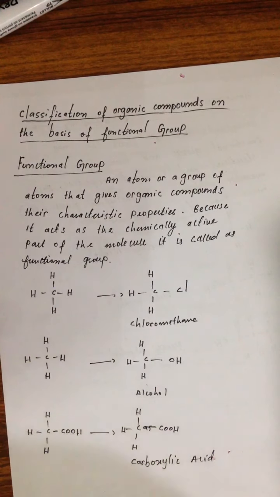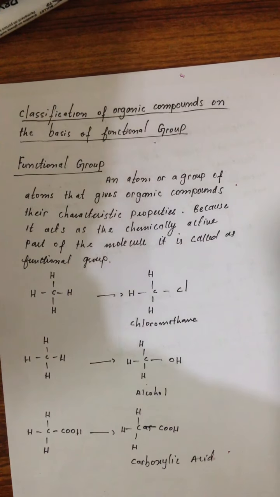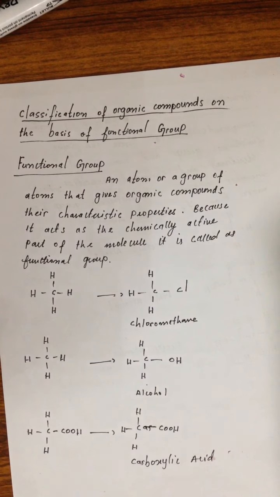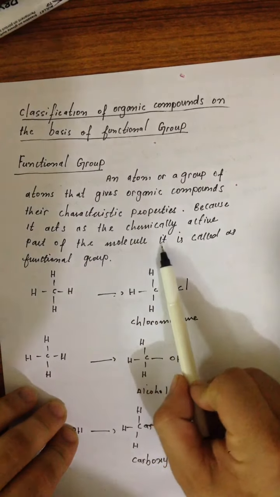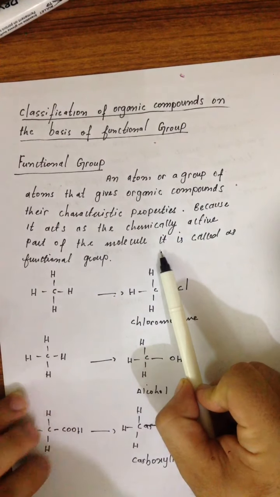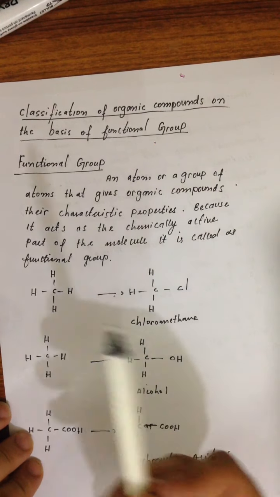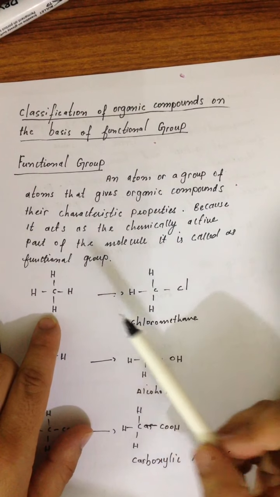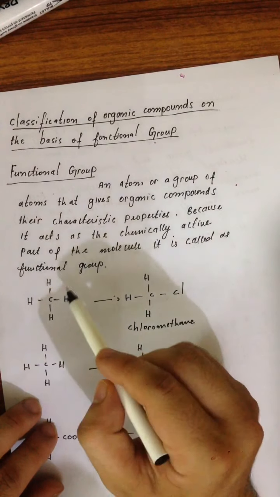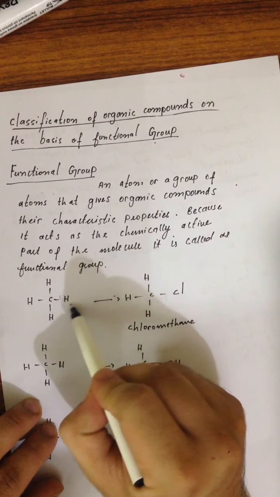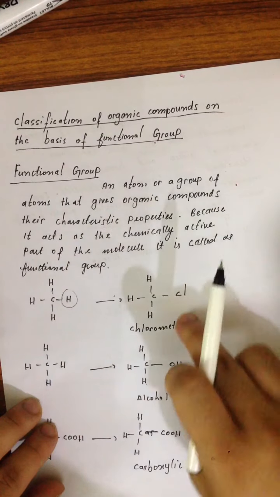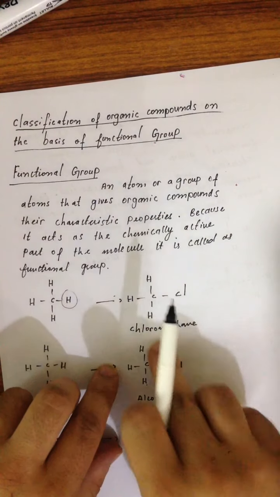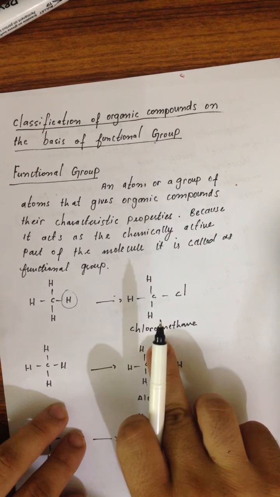Alright, so a functional group is an atom or a group of atoms that gives the organic compound certain characteristic properties. This is the chemically active part of the molecule, and that is the reason it is called the functional group. Now we have some examples here. This is a molecule of methane. If you replace one of the hydrogen atoms with chlorine, you will get a totally different compound, that is chloromethane.